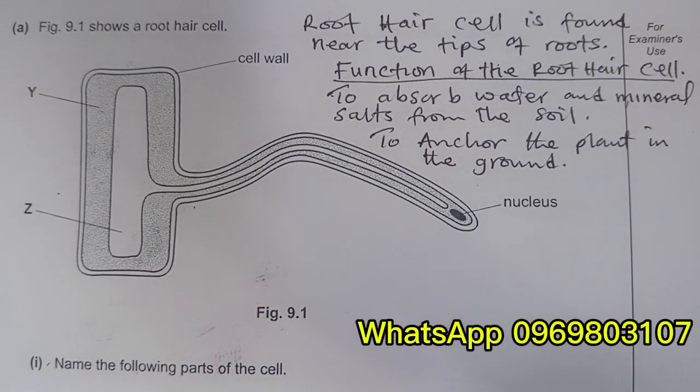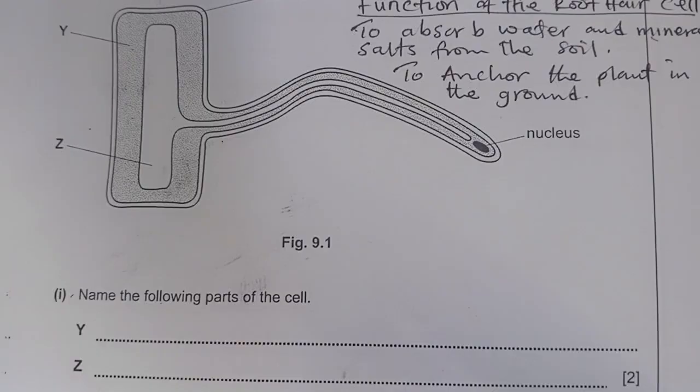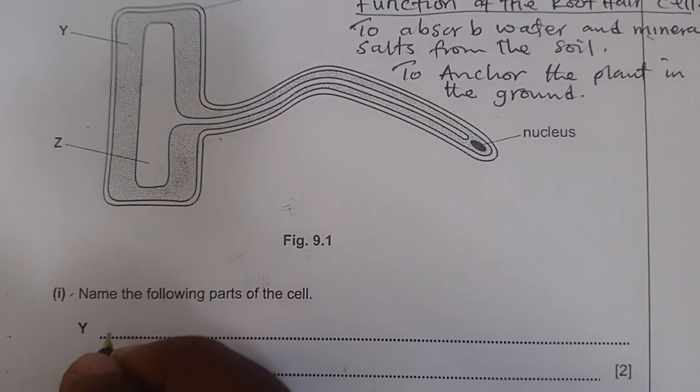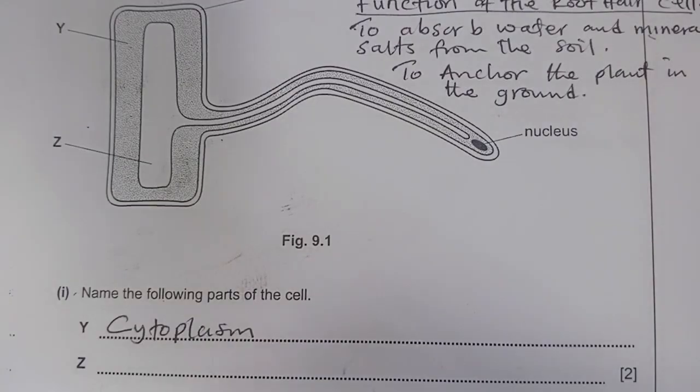Okay, so let's look at part one. Name the following parts of the cell. We have Y. Y is the cytoplasm. And we have Z. Z is the vacuole.